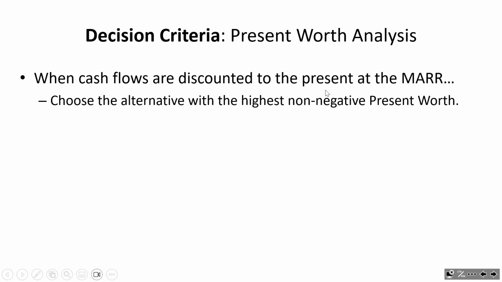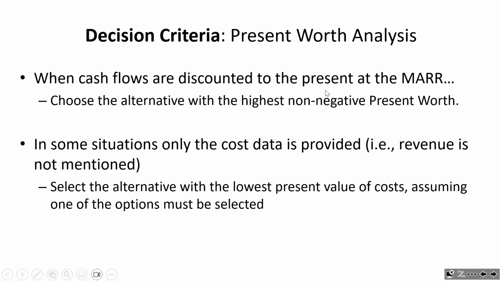And I think that's the situation on the homework. I think one of the homework problems, you've got 2 options, both of them you're losing money, but we just assume in that case you've got to choose one of them, and so you'd choose the alternative where you lose the least amount of money. So that's what this next bullet point is saying, is that if you only have the cost data, then you'd select the alternative with the lowest present value of costs. And that's when you assume that one of the options has to be selected.